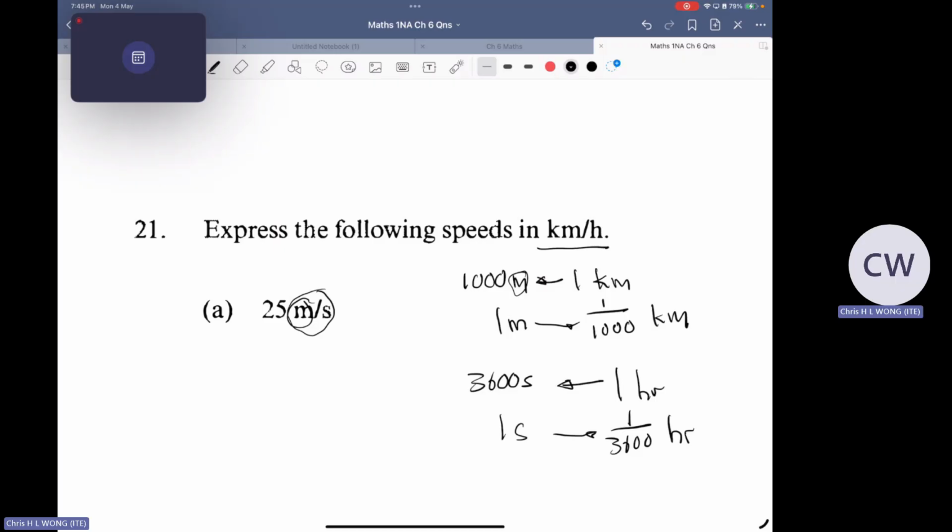Now you put into your fraction. 25 meter per second will be 25 times 1000. Am I right? So you will have 25 times 1000, divide by this one, right?